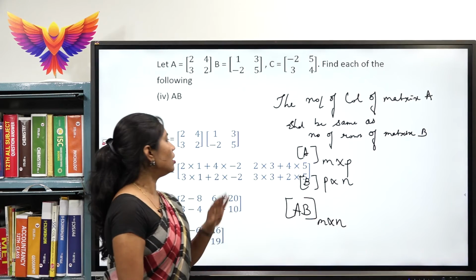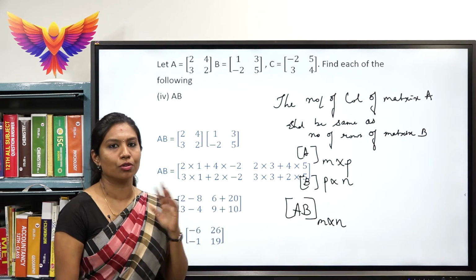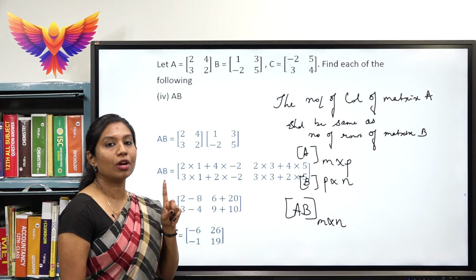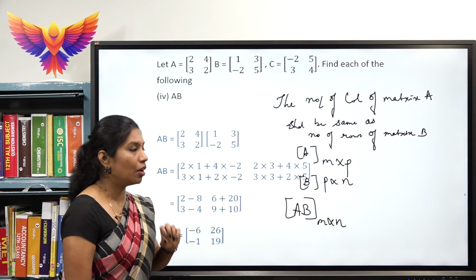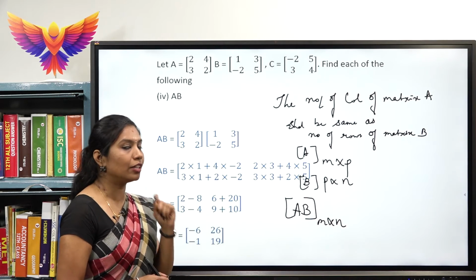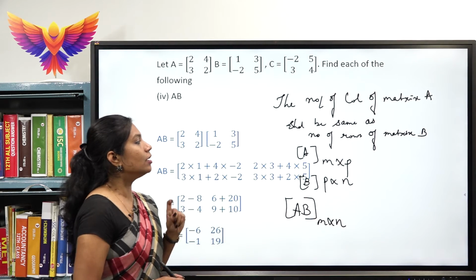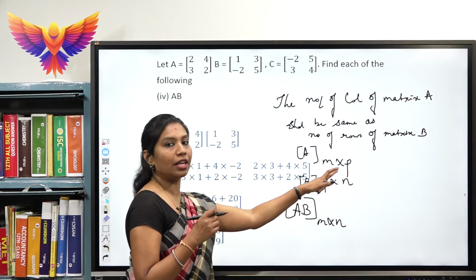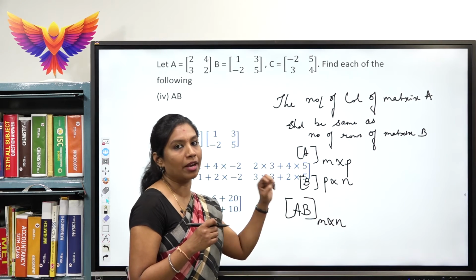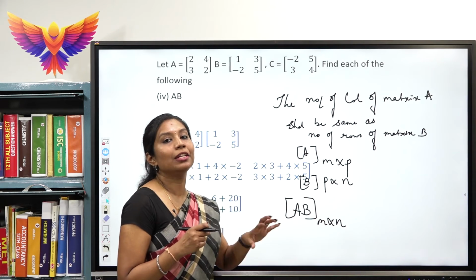So, in this example we considered 2 cross 2 and 2 cross 2, so the final result should also be 2 cross 2 itself. It may differ, but the main thing you have to concentrate on is that the number of columns of matrix A should be the same as the number of rows of matrix B. Only then can you multiply the matrices.